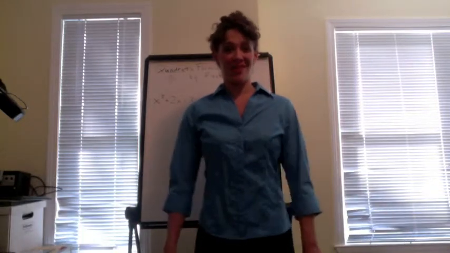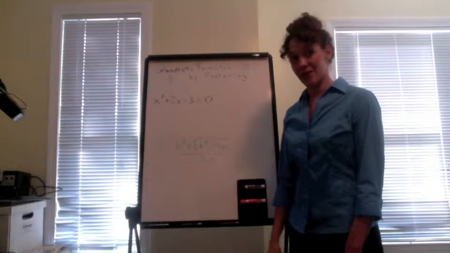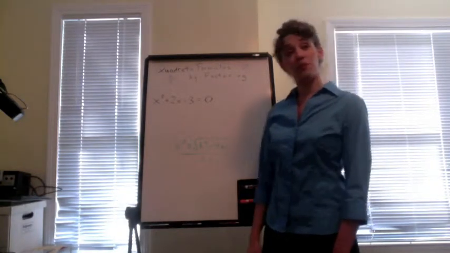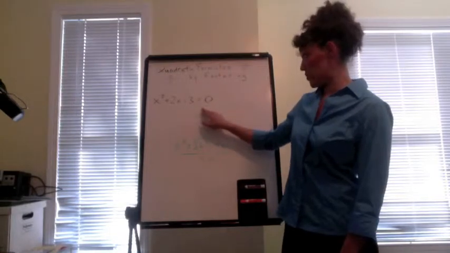Welcome, students! Today we're going to look at quadratic formulas by factoring. And we're going to look at problem 4, which is x squared plus 2x minus 3 equals 0.